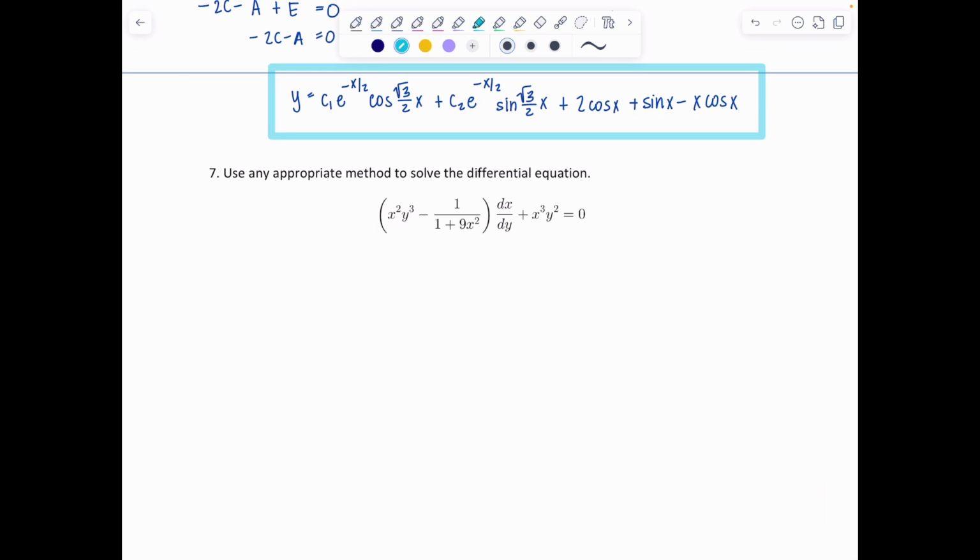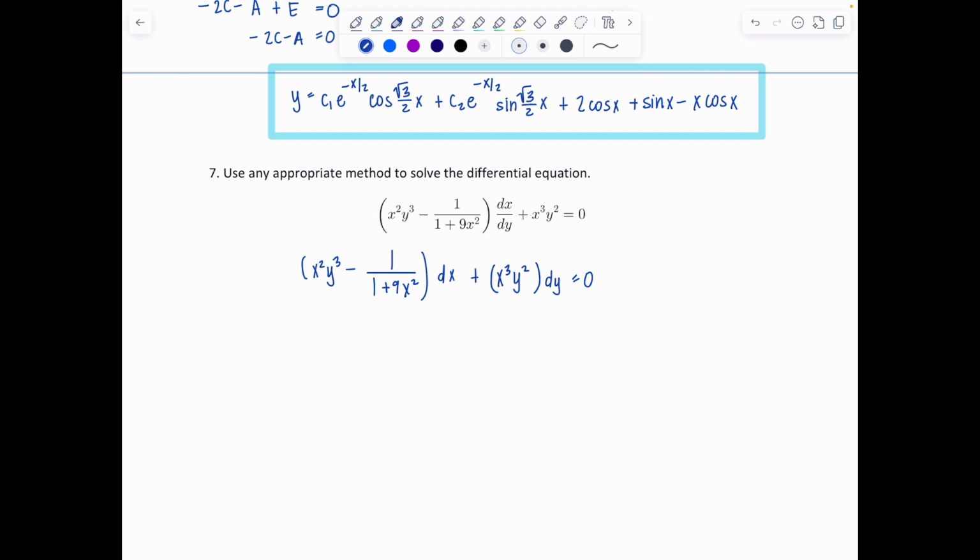Okay. Use any appropriate method to solve the differential equation. Ooh, finally, this one is exact. Yep. Okay, to see it, let's first rewrite it. Let me multiply through by dy. Then we'll have x squared y cubed minus 1 over 1 plus 9x squared dx plus x cubed y squared dy is 0. Let's verify that it's exact.